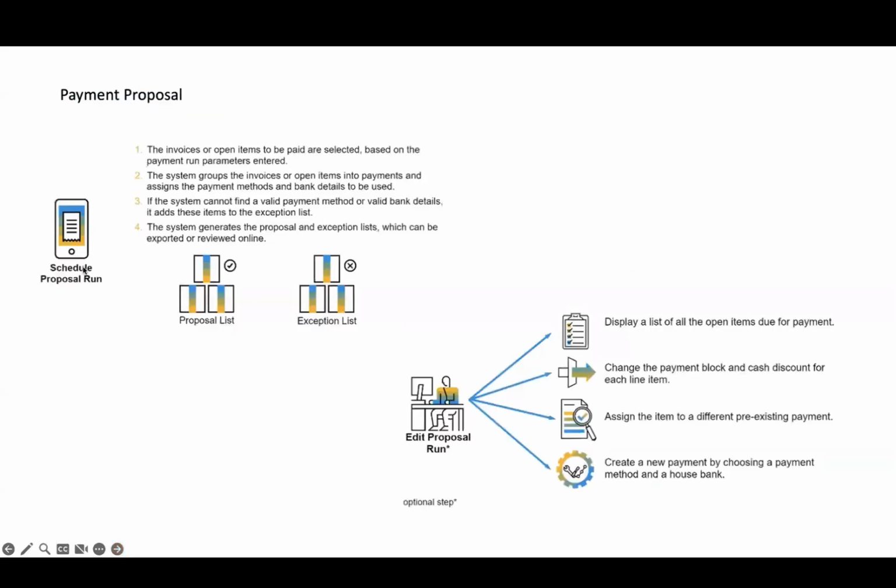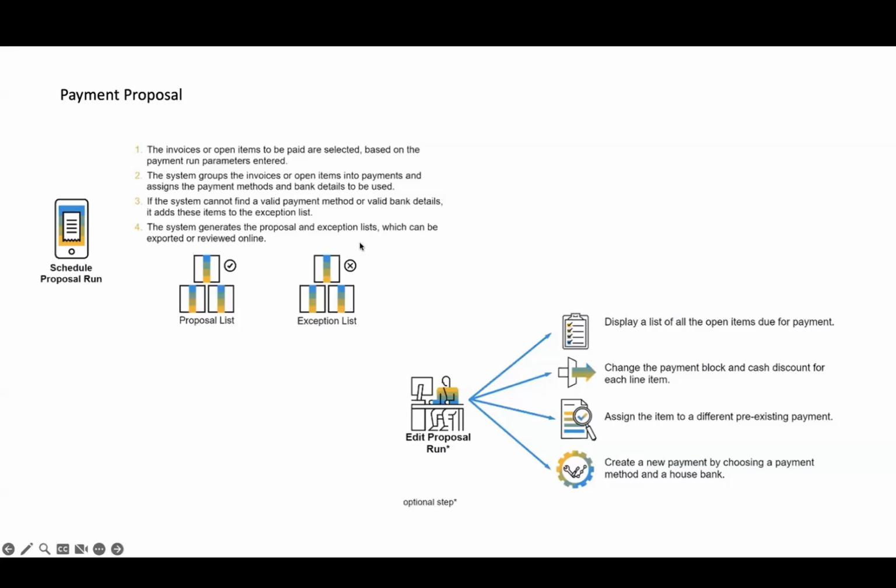Then we schedule that proposal run. First, invoices are selected, then they are grouped into different areas. If the system cannot find valid payment methods or valid bank details, it adds it to an exception list. Okay, so these are in the exception list where we're missing relevant master data. So we're coming back to ensuring that our master data is correct and complete. And it generates the proposal list and the exception list.